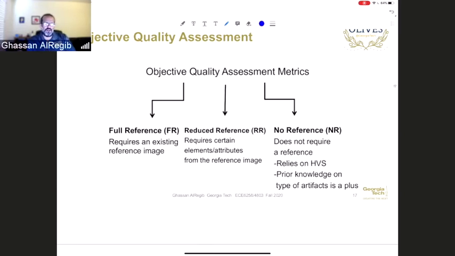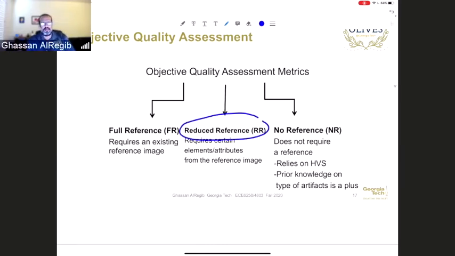What you have is only the displayed video, and maybe you have access to the bit stream, the bit stream that really represents the signal or the video. So in that case, you have access to some elements, some attributes about the reference image or video. We call that a reduced reference. So this is the one in the middle, a reduced reference.